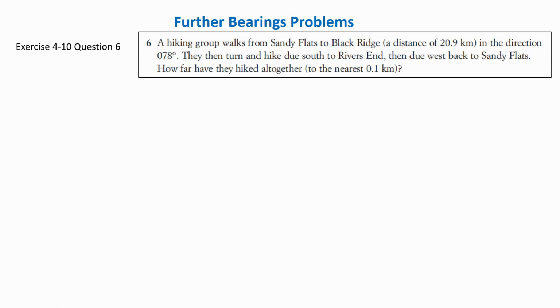And here's our question. A hiking group walks from Sandy Flats to Black Ridge, a distance of 20.9 kilometres in the direction of 078 degrees, which is our bearing. They then turn and hike due south to River's End, then due west back to Sandy Flats. How far have they hiked altogether?